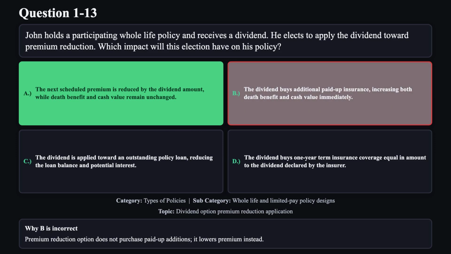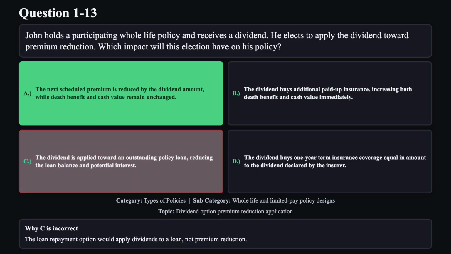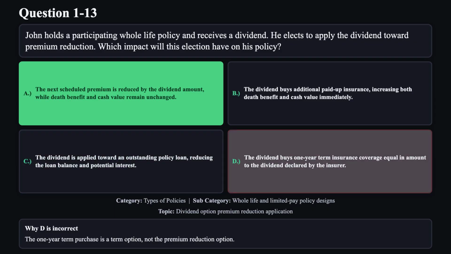Reason B is not correct. Premium reduction option does not purchase paid-up additions. It lowers premium instead. Reason C is not correct. The loan repayment option would apply dividends to a loan, not premium reduction. Reason D is not correct. The one-year term purchase is a term option, not the premium reduction option.